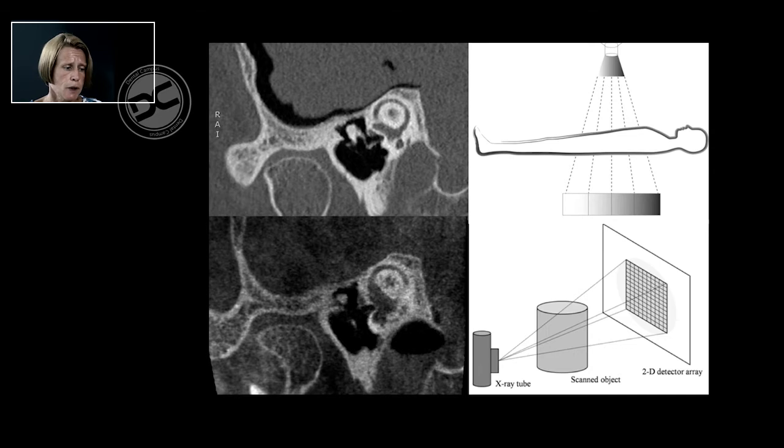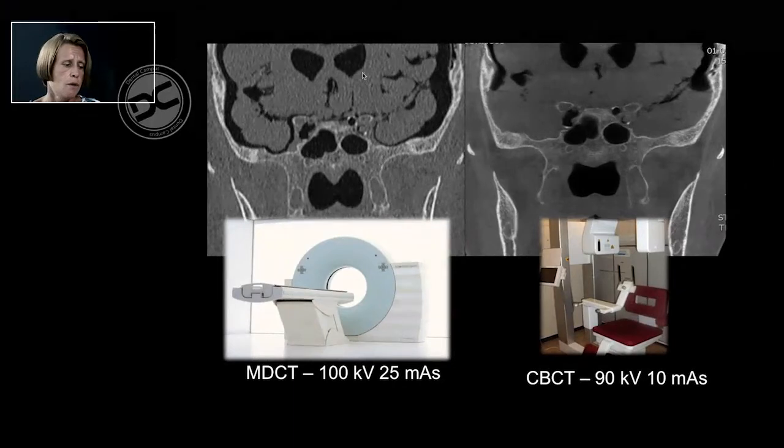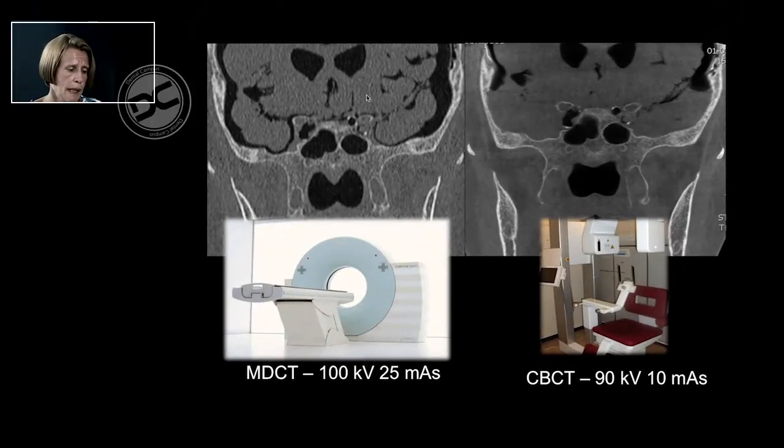Here you see coronal images captured from the same head and registered at the same place, with on the one hand a very fast multi-slice machine and on the other hand a new cone beam machine, and you will see that data are very similar when it comes to resolution but also radiation dose.